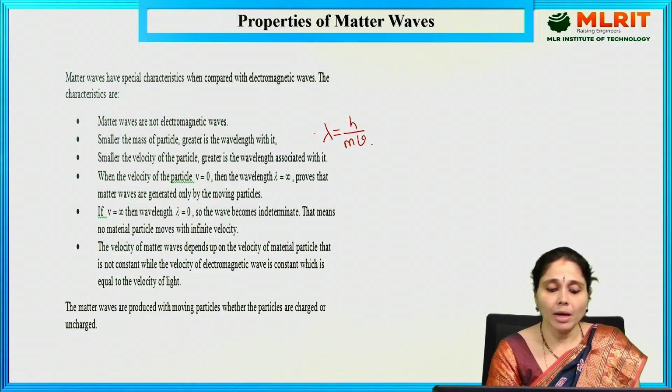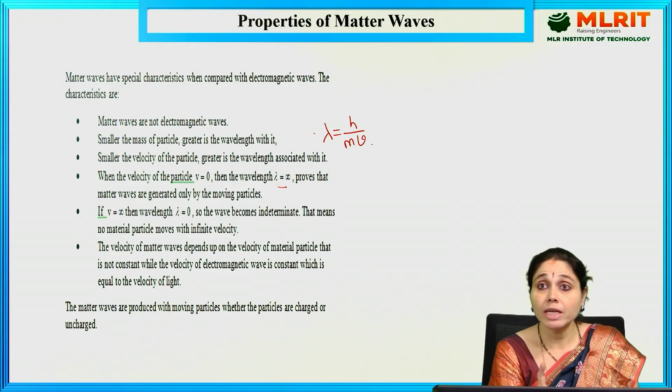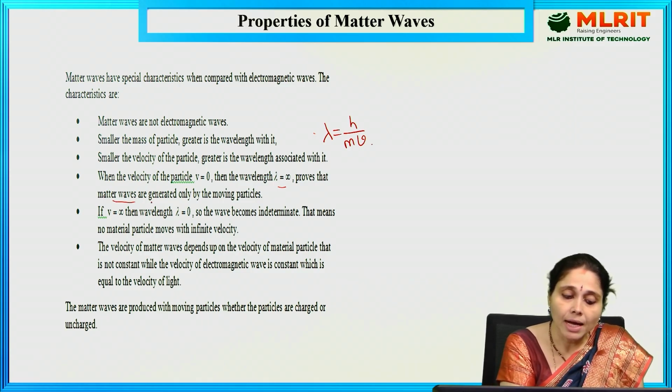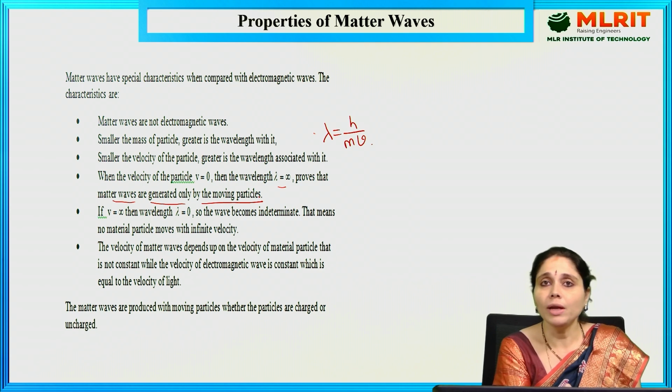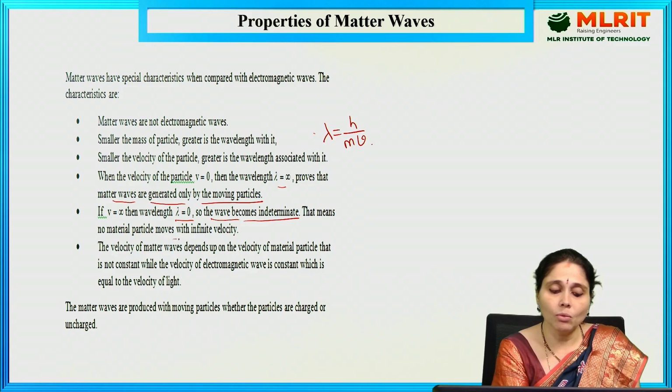When the velocity of a particle v is equal to 0, then the wavelength is equal to infinity. When the velocity of a particle is 0, the wavelength will be infinity. This proves that matter waves are generated only by moving particles. Remember that matter waves are generated only by moving particles. If v itself is infinity, then the wavelength lambda is equal to 0, so the wave becomes indeterminate. That means no material particle moves with infinite velocity.